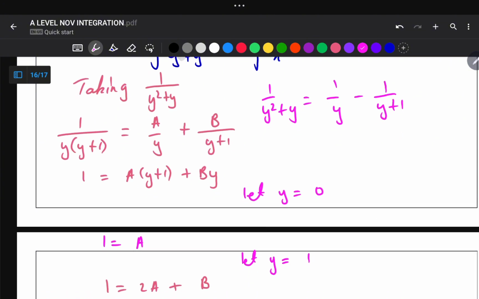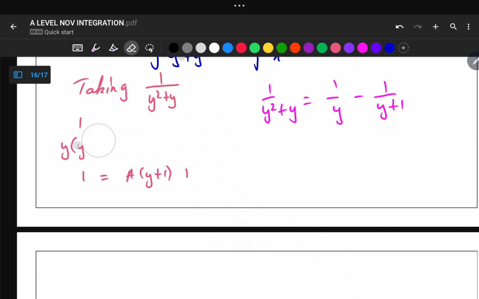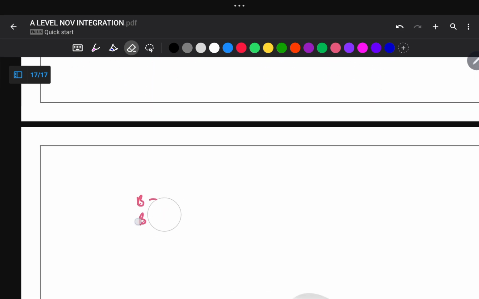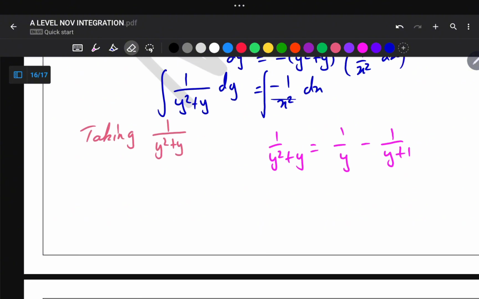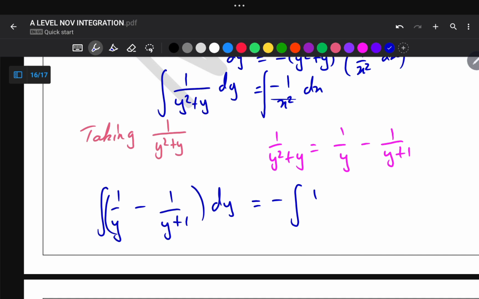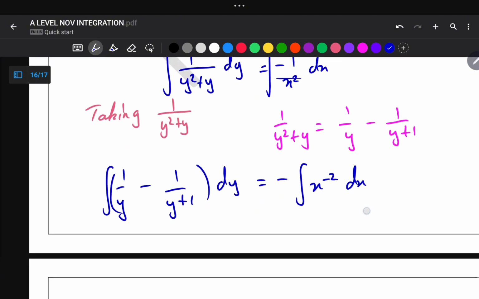So here we can rub this out, okay. We can now say this is the integral of 1 over y minus 1 over y plus 1 with respect to y, being equal to negative of the integral of x squared, which can be expressed as x raised to the power negative 2, with respect to x.